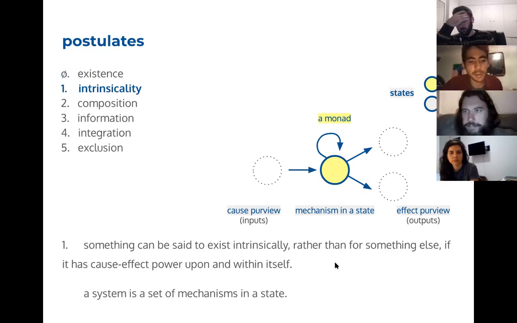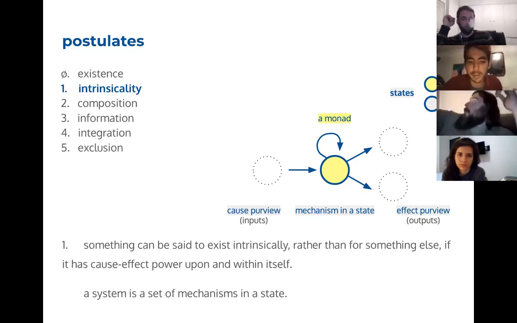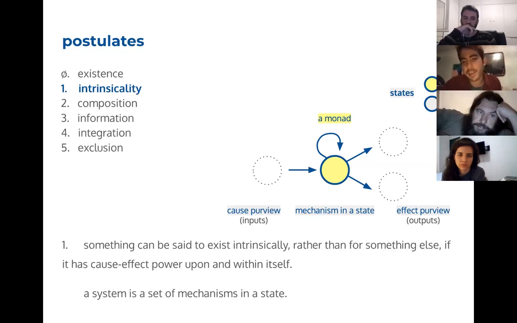So it will define physical existence in terms of a system being a set of mechanisms in a state. So it's a certain substrate which has a certain mechanism, which, based on the state it is in, is able to produce effects and be constrained by other stuff.